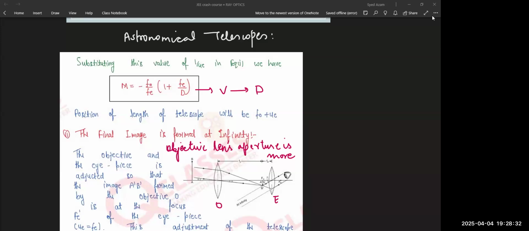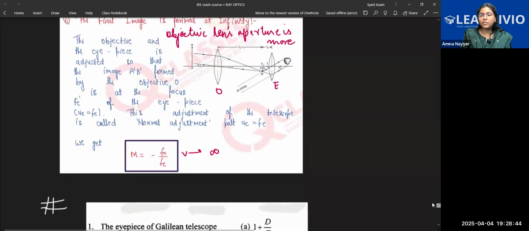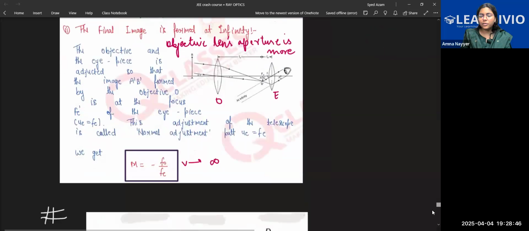Yes, ma'am. Okay. Then when the image is formed at infinity, we use minus F naught by Fe. So these are the formulas from your basic NCERT portion. Just a little extra, just in case it comes.